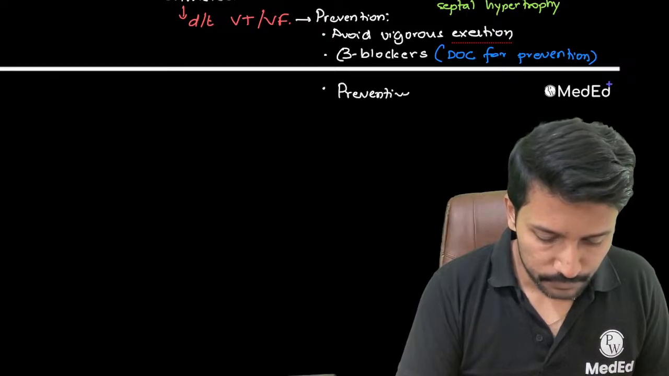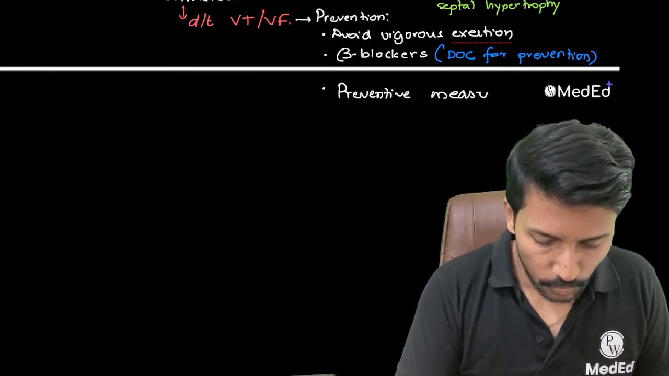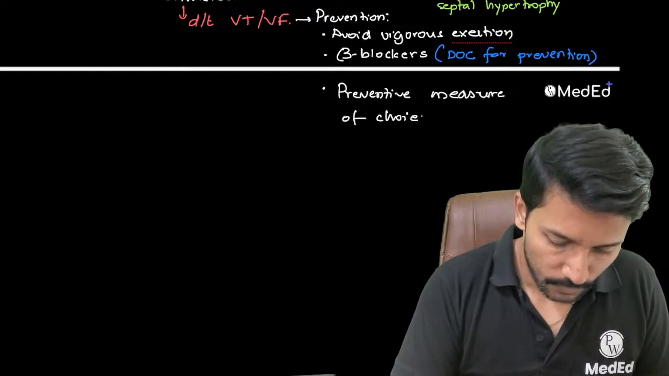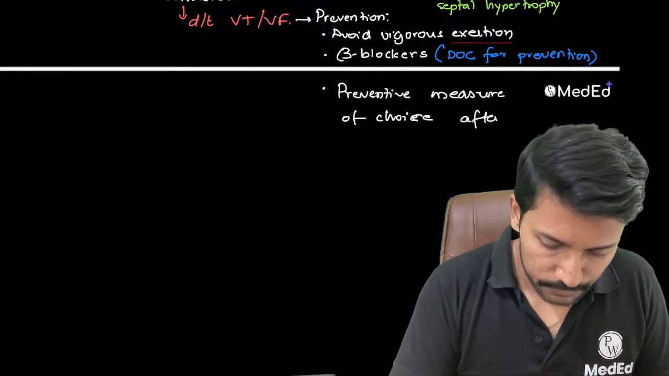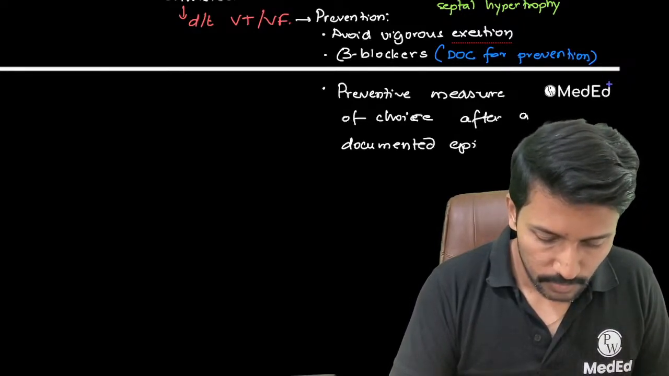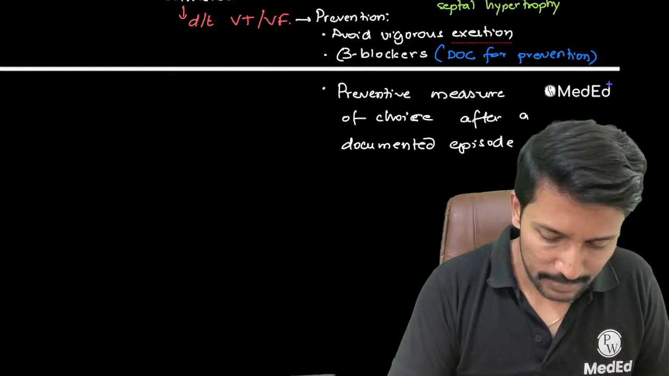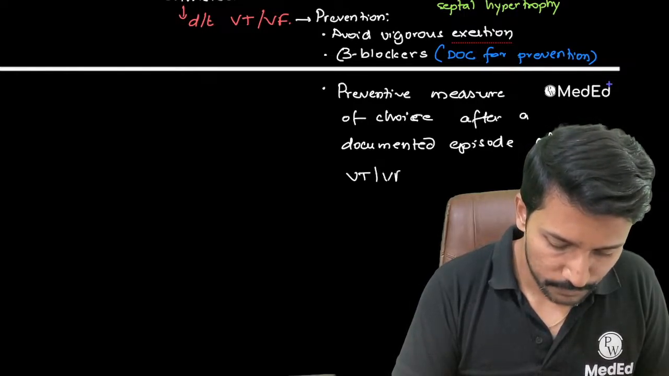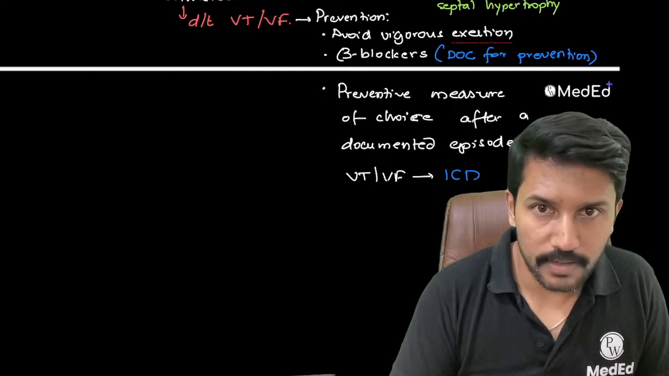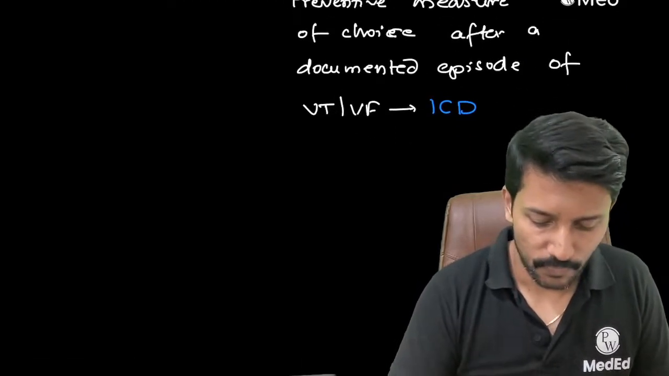Preventive measure of choice, no, not aspirin, after a documented episode of VT or VF is what we call an implantable cardioverter defibrillator, or ICD.